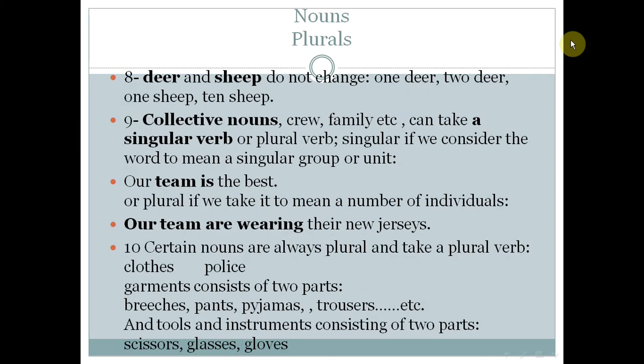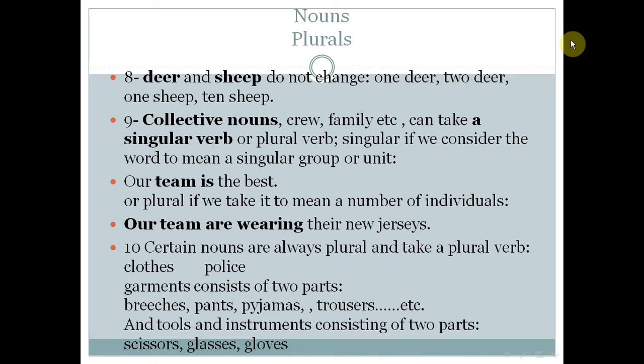Number 8, deer and sheep do not change. One deer, two deer. We don't add S, and there is no vowel change here. One deer, two deer, three deer, one sheep, ten sheep.